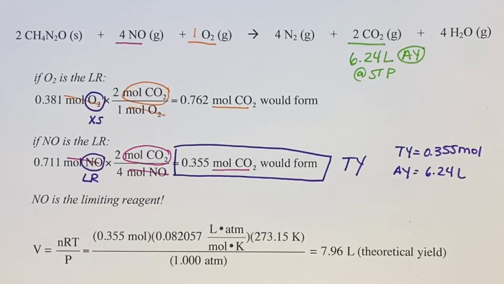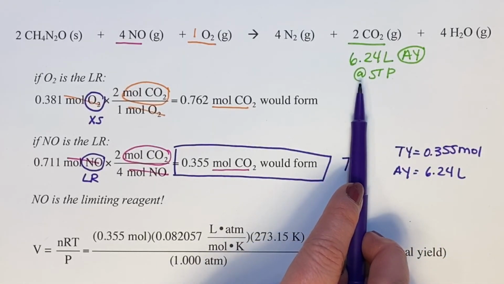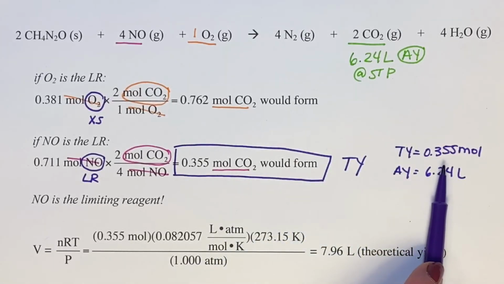liters. So in order to solve this problem and calculate my percent yield, I need to make sure that I have the same units for my theoretical yield and my actual yield. I also need to make sure that I know the measurements for my theoretical yield and my actual yield under identical conditions. That is, because my actual yield was measured at STP, I need to convert this theoretical yield of 0.355 moles to a volume at STP for my gas. And so that's what I'm going to do down here.